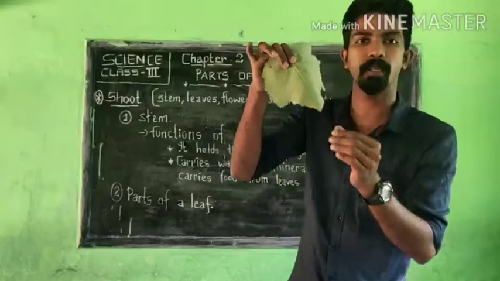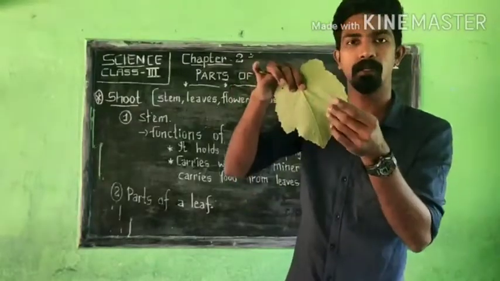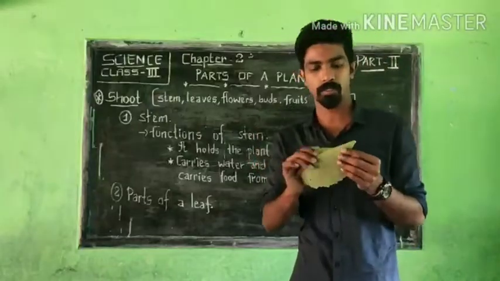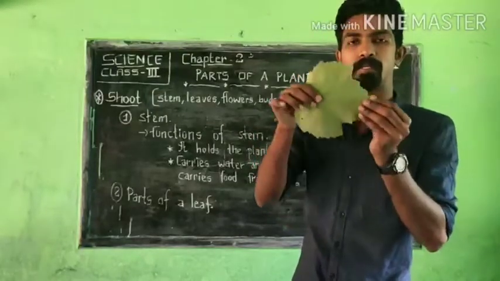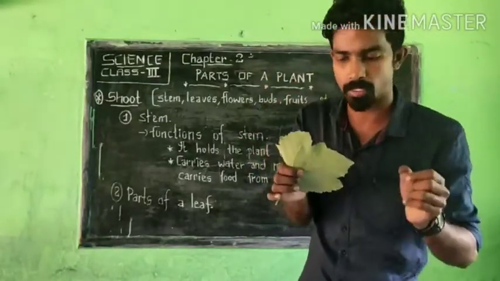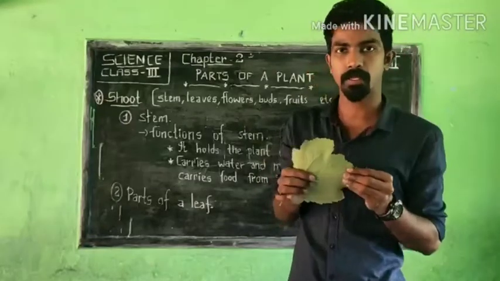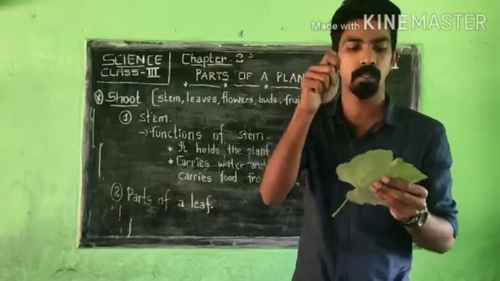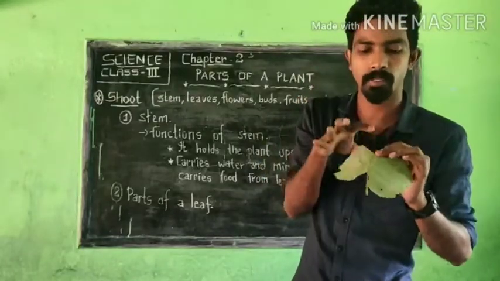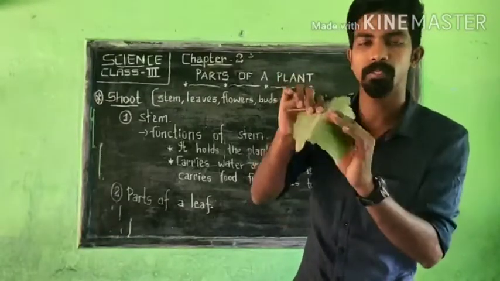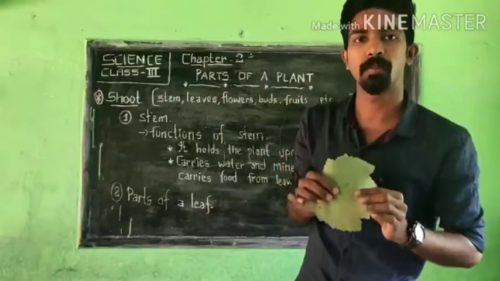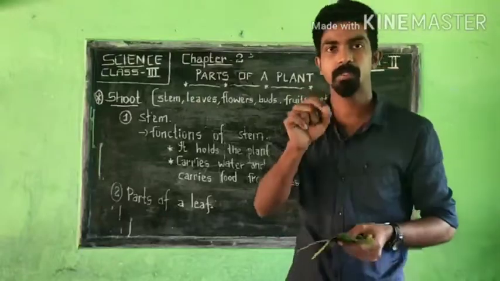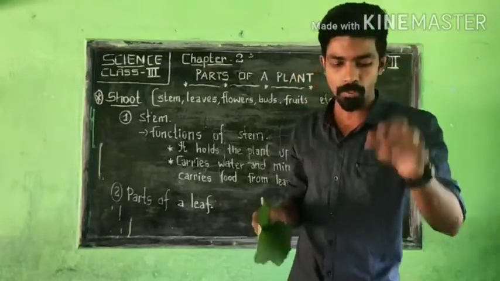So the bigger lines we call main veins, and the small lines we call small veins. One more important thing: under the plant leaf there are small holes. With the naked eye we cannot see them. With the help of a microscope, or if you have a lens, turn the leaf over, look at the downside portion, and you can see small holes. The small holes are called stomata.